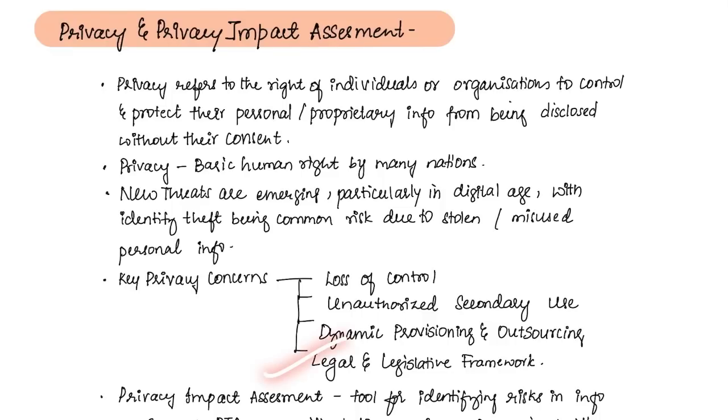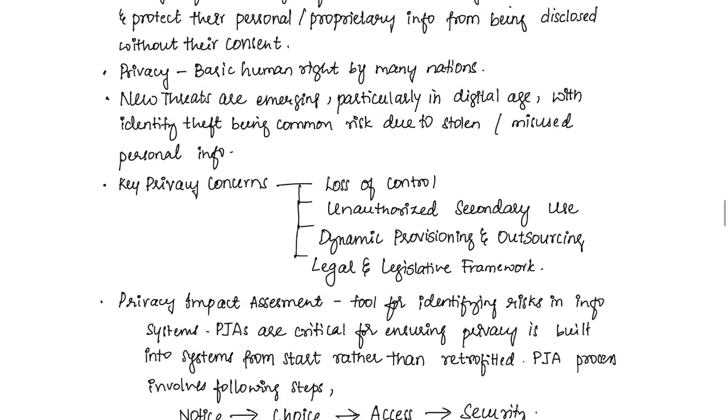Next, I have the legal and legislative framework. Different countries have varying privacy laws, with some more aggressive than others in protecting personal data. For example, the European Union enforces strict regulations, including the right to be forgotten, which allows individuals to have their data erased from the internet permanently. So this was about privacy.